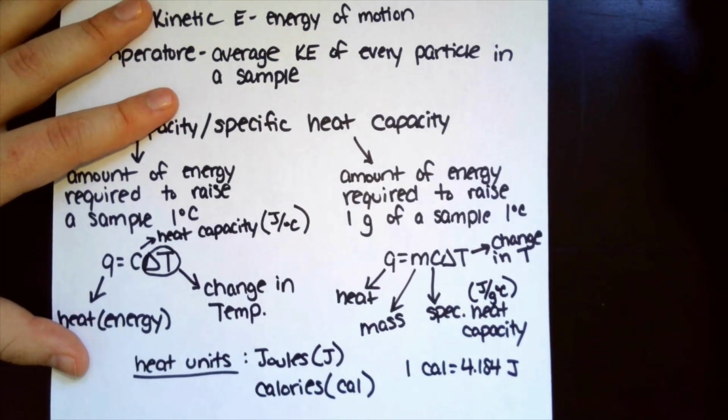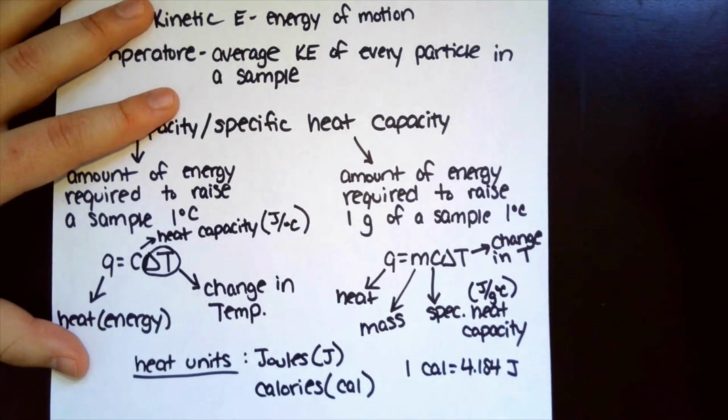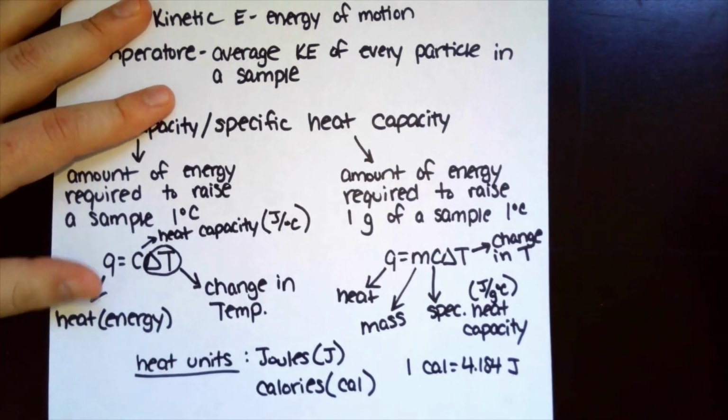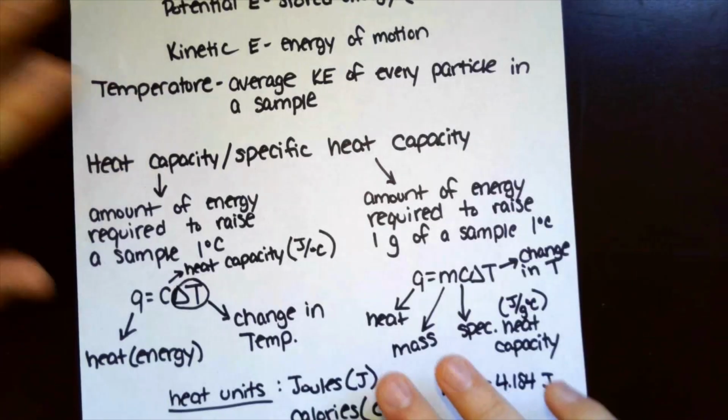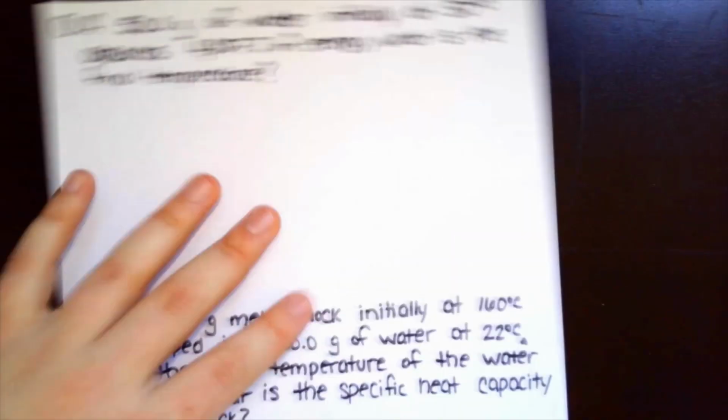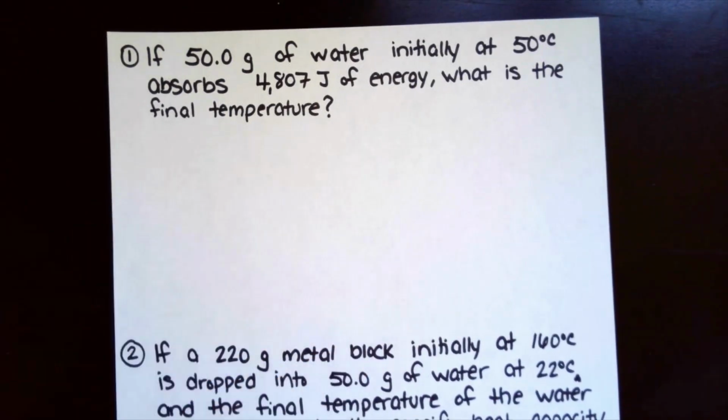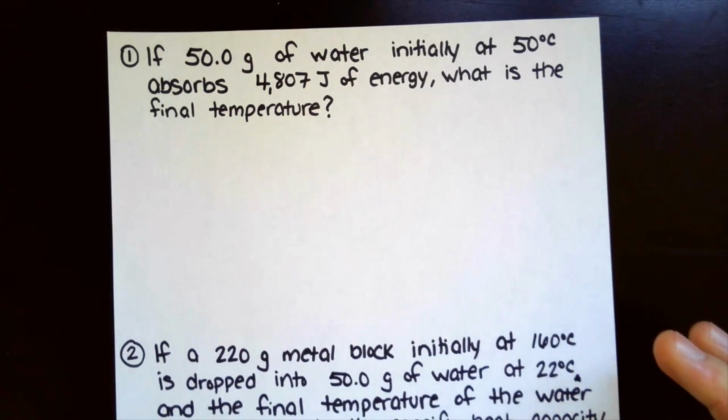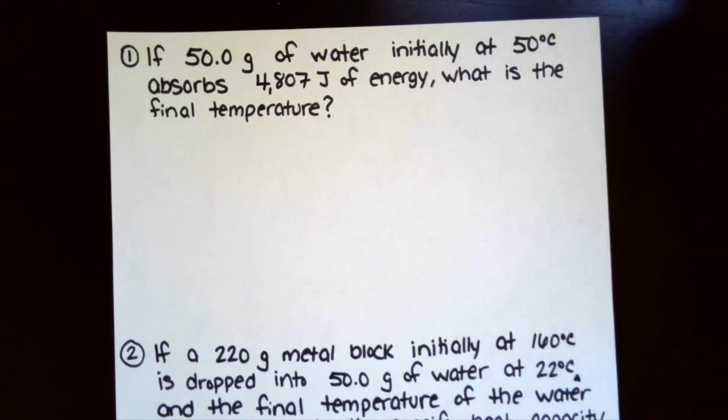Alright? Now there are two key types of questions that you could be asked in regards to specific heat capacities. So let's do a practice problem for each of those. So I've got them written out right here. So the first one says if you have 50 grams of water initially at 50 degrees Celsius and it absorbs 4,807 joules of energy, what is the final temperature? Now there's two ways that you could basically do this calculation, so let's go through it both ways and we'll see that we'll get the same answer each way.